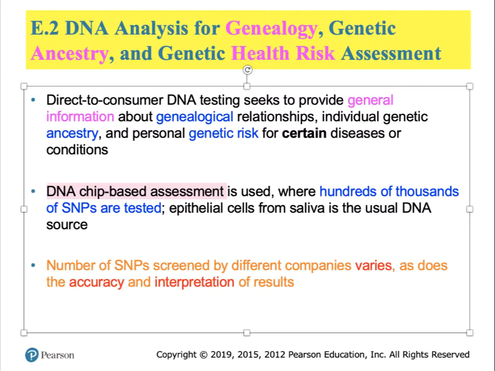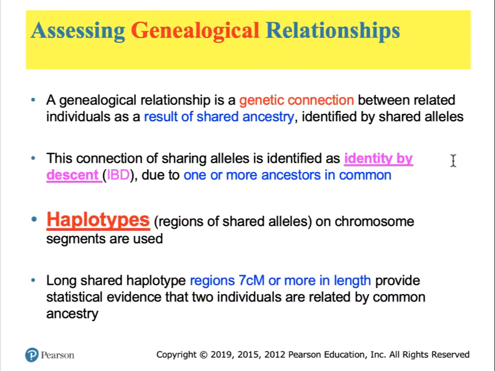Instead of testing 20 loci, these kits allow hundreds of thousands of SNPs to be tested simultaneously. All that is necessary is a sample from the customer. Normally by a swab of the cheek, internal cheek, or by spitting saliva up to a certain volume into a tube and mailing that in. Now, the number of these SNPs screened by different companies varies, as does the accuracy and the interpretation of the results. Looking at genealogy relationships first, one needs to define what genealogy is.